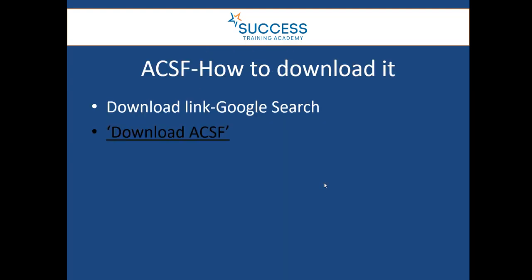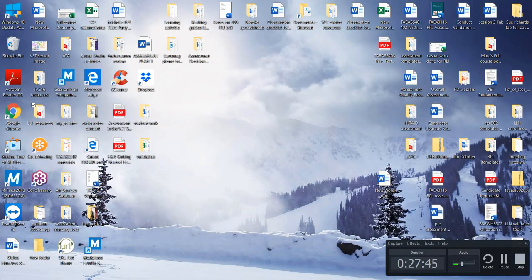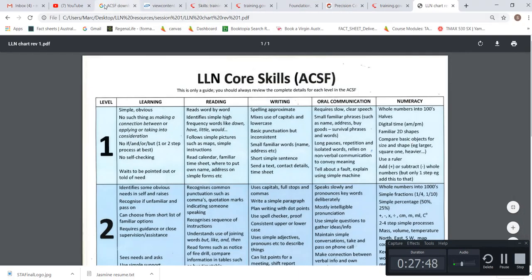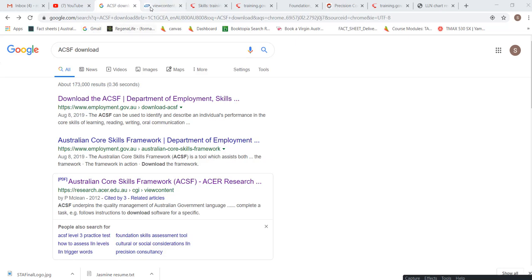Okay, so now, how to download the ACSF. What I suggest that you do is you go to Google and you literally type in download ACSF, all right? And you're going to find the search results, and let me show you what that looks like. All right, so you literally type in ACSF download or download ACSF. And then you want to come to this one here, and you want to click on that. And when you do so, you're going to actually have a copy that comes up like this. All right. Now it's 203 pages.